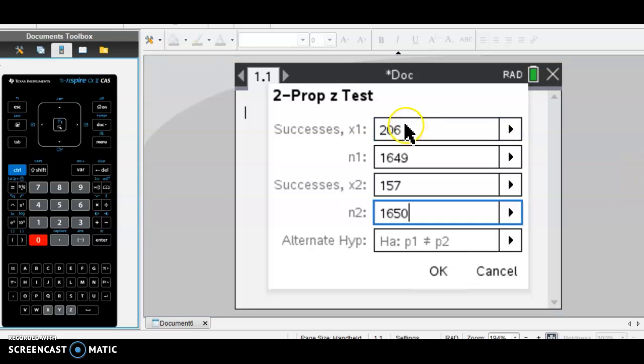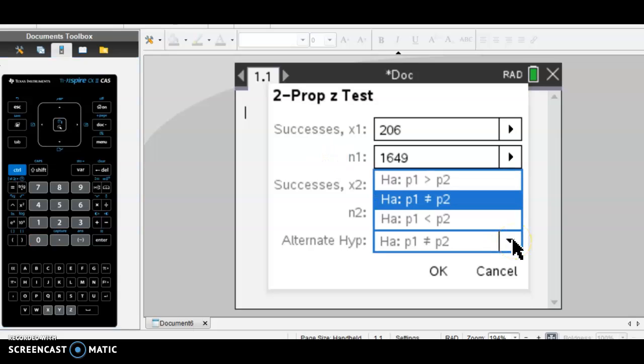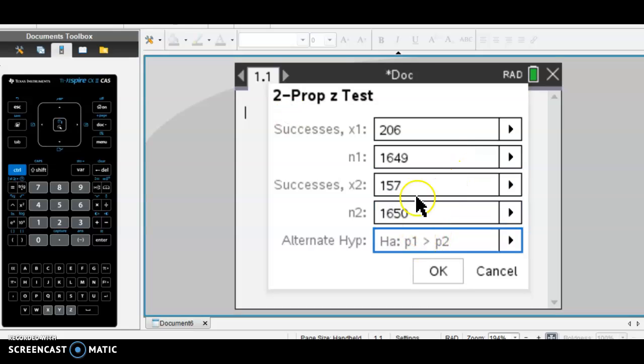So there's our information. This is the number of successes, or the number of people that took just aspirin and still had a stroke. This was the number of people that took aspirin and dipyridamole and had a stroke, and then these are the sample sizes for each of those samples. And remember the alternative hypothesis. We're trying to figure out if the proportion of people that took just aspirin and had a stroke is greater than the proportion of people that took aspirin and dipyridamole and had a stroke. So we want to test to see if this is statistically bigger than this. So we're going to run our test.